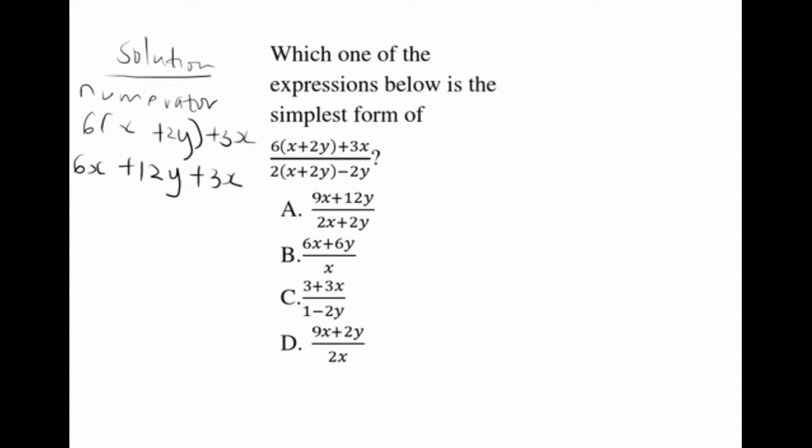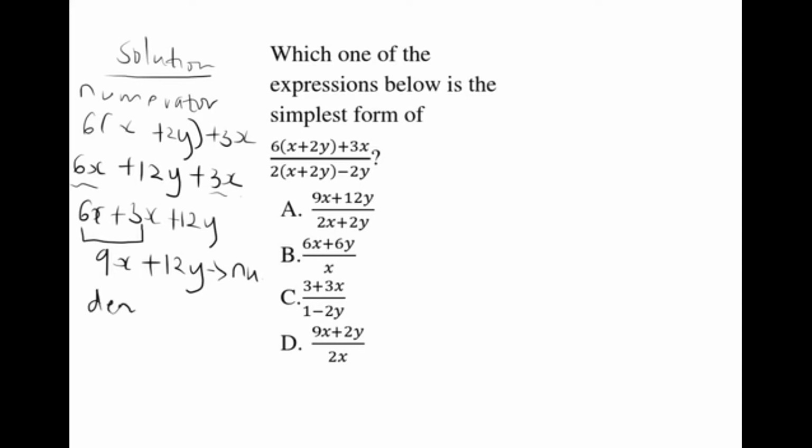We can collect our like terms together. We have 6x plus 3x plus 12y. 6x plus 3x is going to give us 9x plus 12y. This becomes our numerator. We can now search for our denominator, which is 2 into brackets x plus 2y into brackets minus 2y. We can open our brackets.